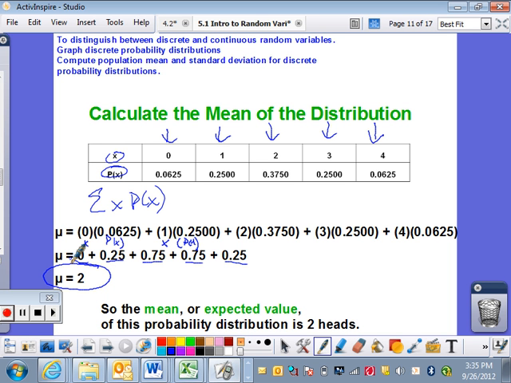So the mean or expected value when you flip 4 coins to get a head, we expect to get 2 heads when you flip 4 coins. And theoretically, that kind of should make sense.